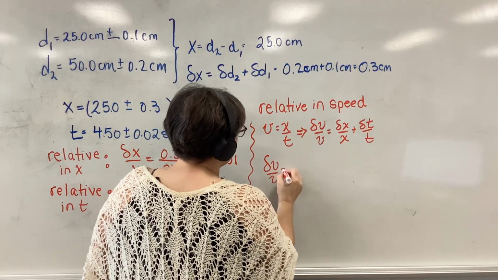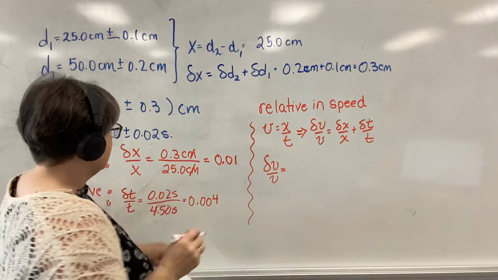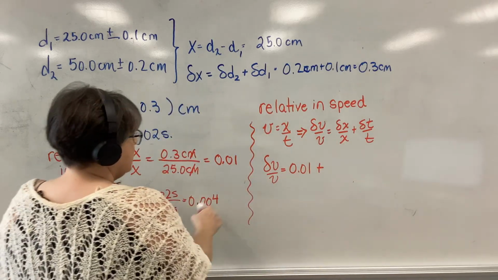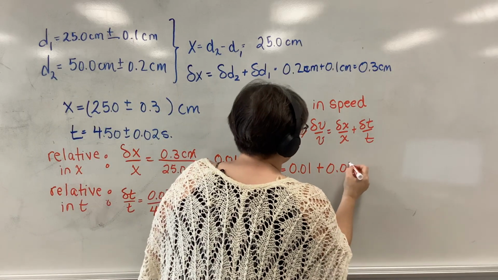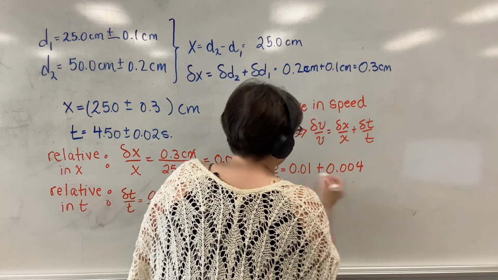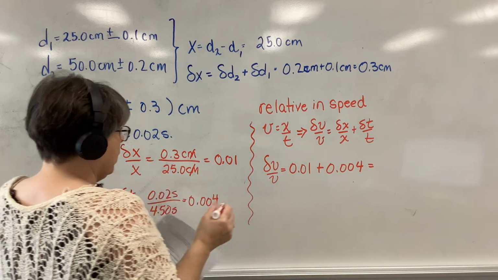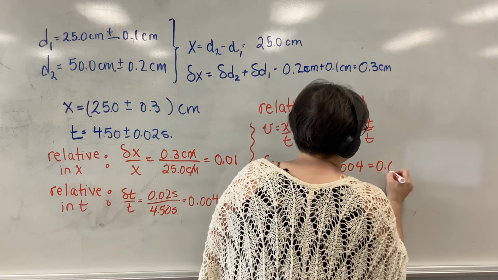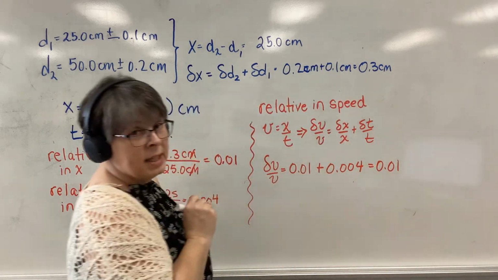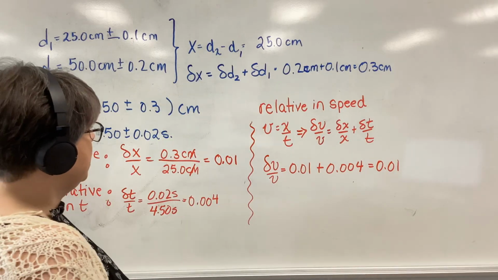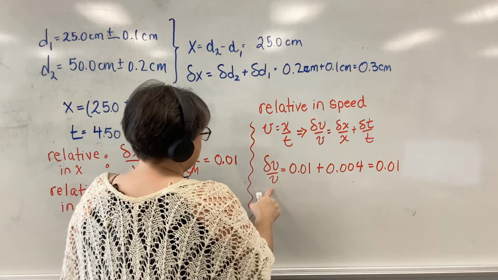Delta V over V equals relative uncertainty in X, 0.01, plus relative uncertainty in time, 0.004. We add those up and we get 0.01. Again, rounding to one significant digit here. Okay, and then the last part of that question is to find the absolute uncertainty in speed.